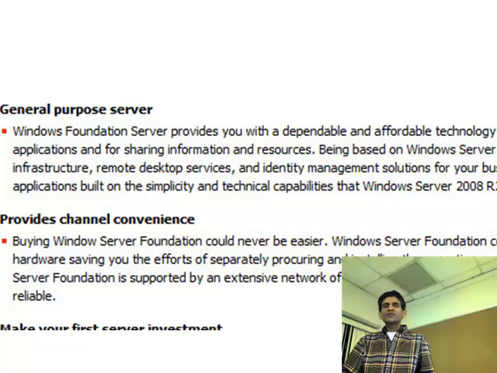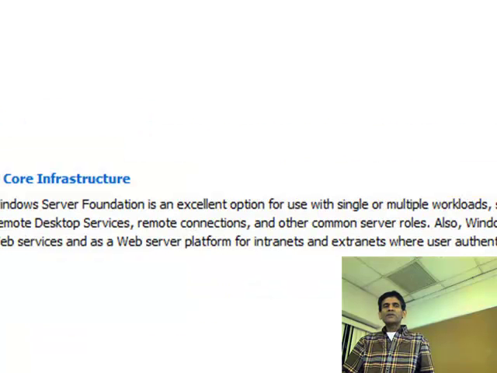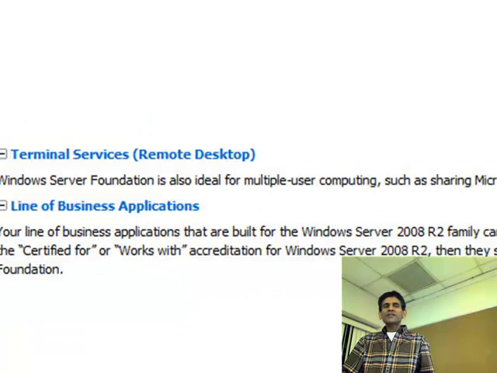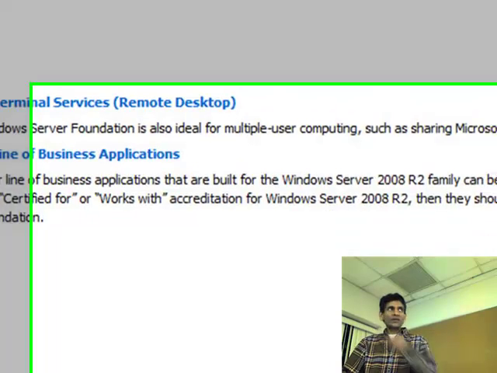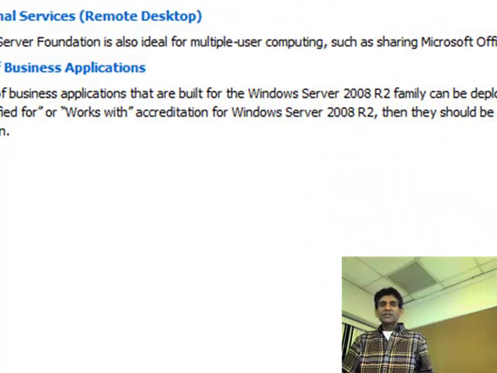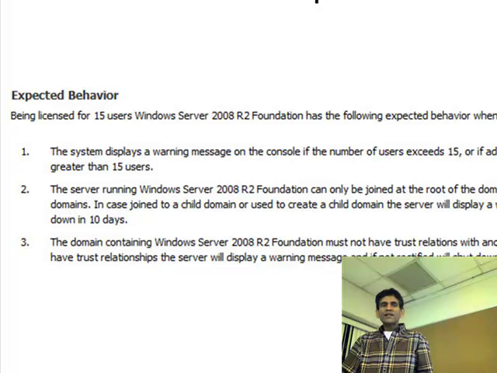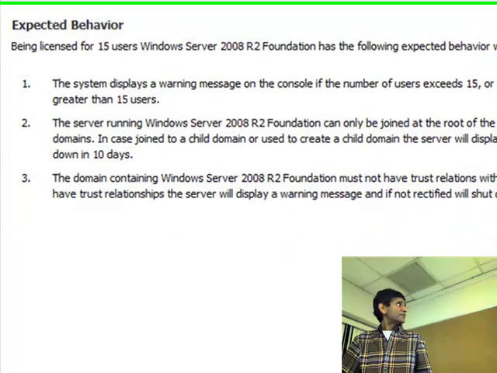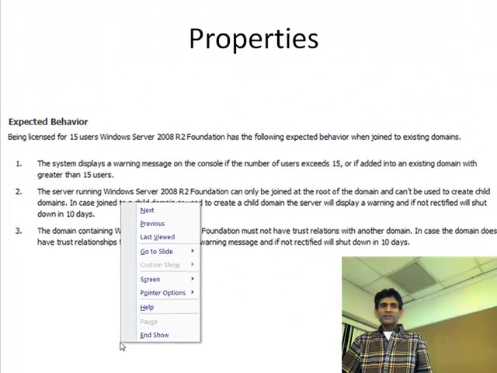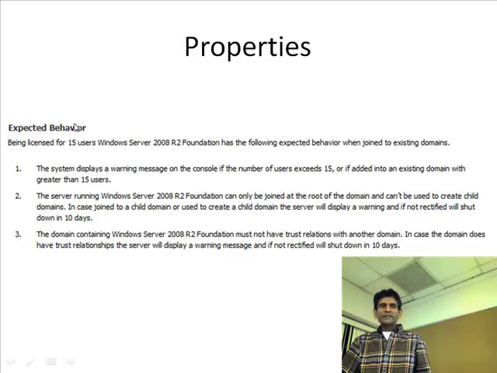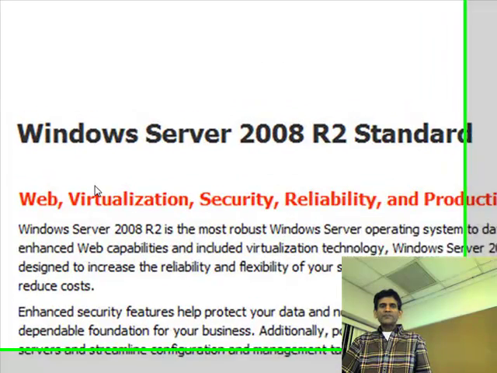Then this is the R2 foundation, and you can look at core infrastructure, Active Directory, terminal services, and so on. All these important things are there. Then finally, you can read from here, which says a maximum of 15 users in Windows. If you look at it, it says 15 on foundation.